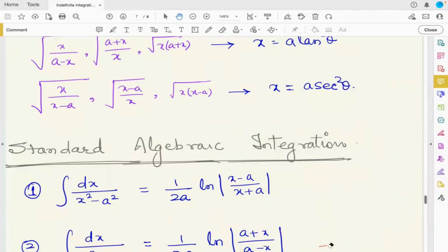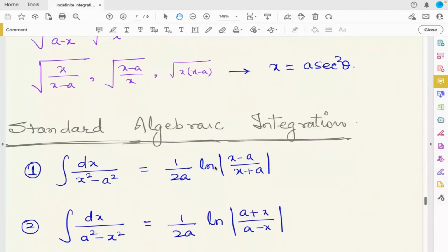So try to remember these formulas because they are the basics of standard algebraic integration. आगे जितने भी complex integrand आएंगे algebraic function का, we try to convert those integrands to the standard algebraic integration.